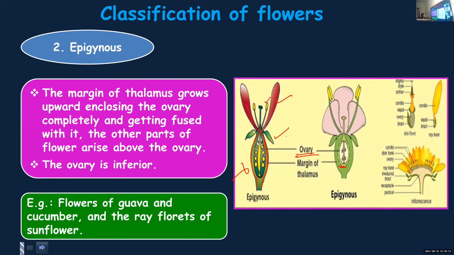Examples: guava, cucumber, then sunflower, the ray florets. The petals in sunflower you call ray florets. So sunflower, cucumber, guava, all these are examples of epigynous flowers. Very important, the three types of flowers based on the position of sex organs.